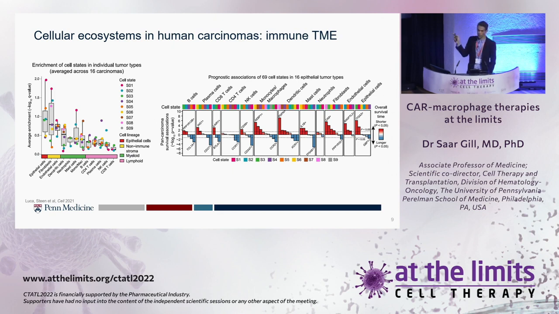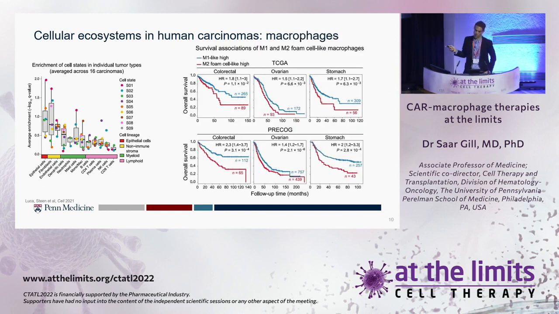Then if you look over at the right side of the slide, you see the prognostic associations of various cell states in the various carcinomas. And if you focus for the moment on the monocyte and macrophage group there, you can see that in this particular figure, they're able to show you what types of macrophages are associated with poor prognosis and what are associated with a relatively good prognosis.